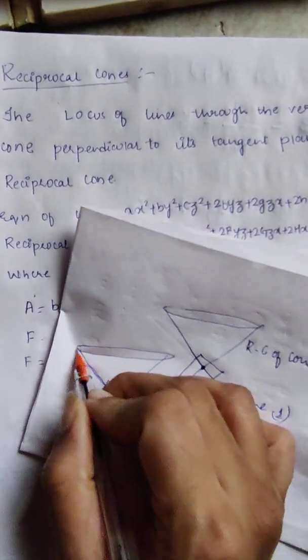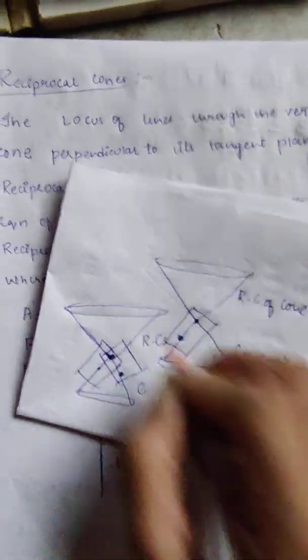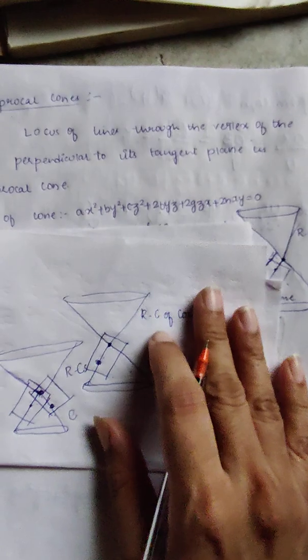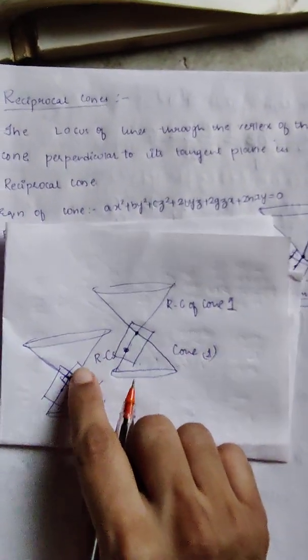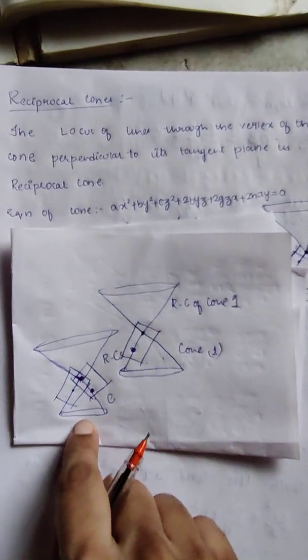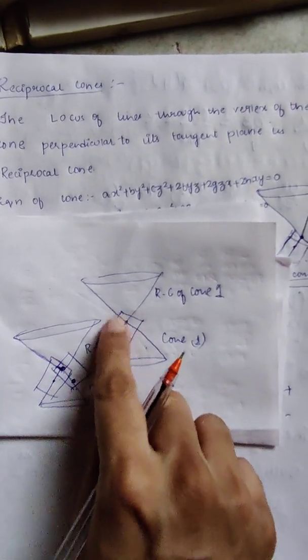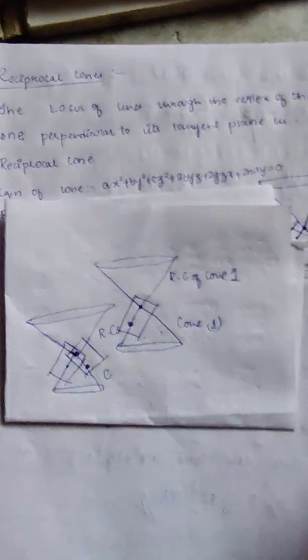A cone. So what is this? This is the cone and this is the reciprocal cone. So what is it telling? The locus of lines. So how does the definition go? The locus of lines through the vertex of the cone perpendicular. Can you see this line? Perpendicular to the tangent plane is nothing but the reciprocal cone.